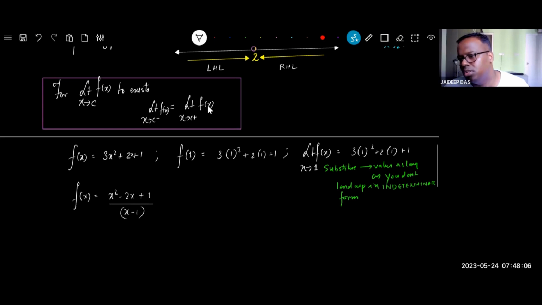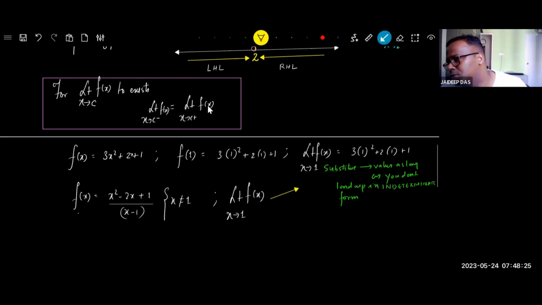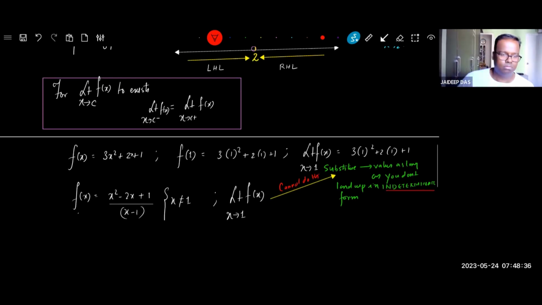When I write this as a function, I would say x is not equal to 1, obviously, otherwise it will become indeterminate. Now I ask you, find the limit of f(x) as x tends to 1. Now this law gets valid for you: you do not have the freedom to substitute. You cannot do this, because if you do, you land up in indeterminate.